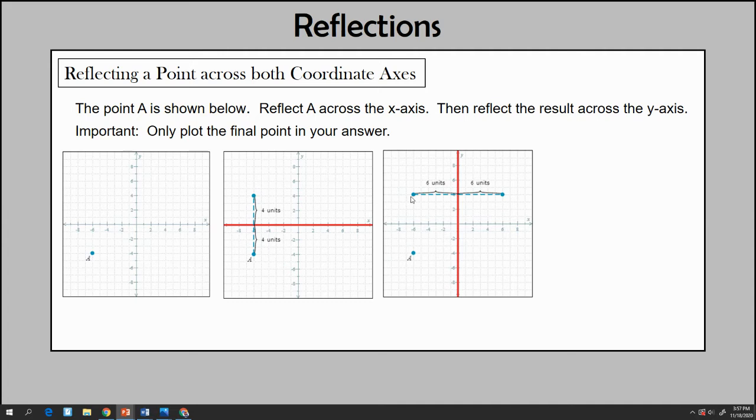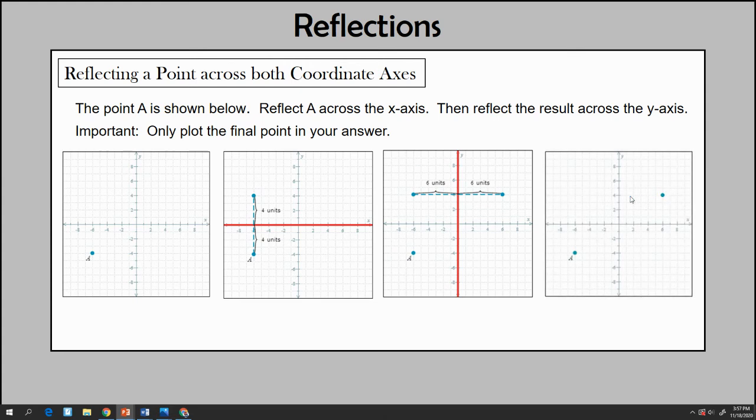Okay, so now this point is 1, 2, 3, 4, 5, 6 units from the y-axis. In the same line, I'm going to go 1, 2, 3, 4, 5, 6 units, and there is going to be my answer. Just this point. You're going to erase this one, not keep that one. You just want this point as your answer. So we reflected it over the x and then over the y. And again, you count to it and count the same distance away in that same line.